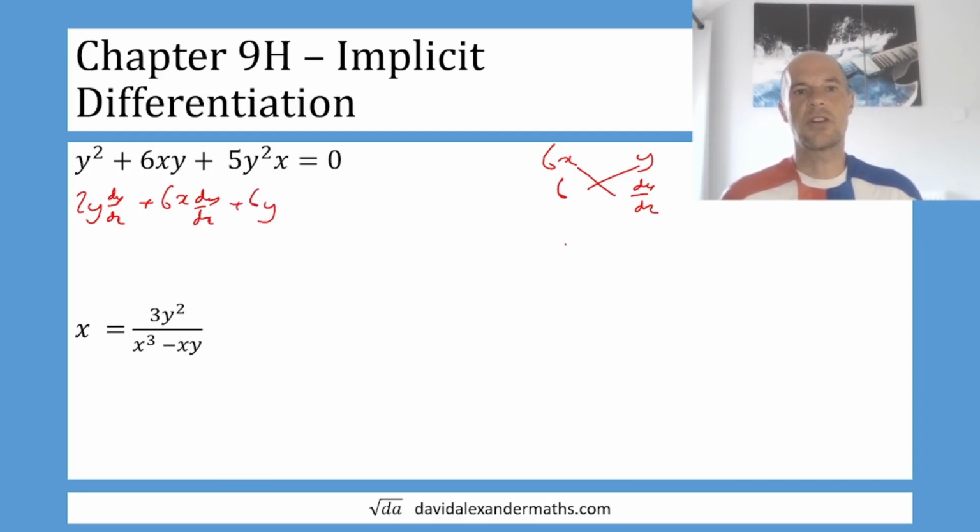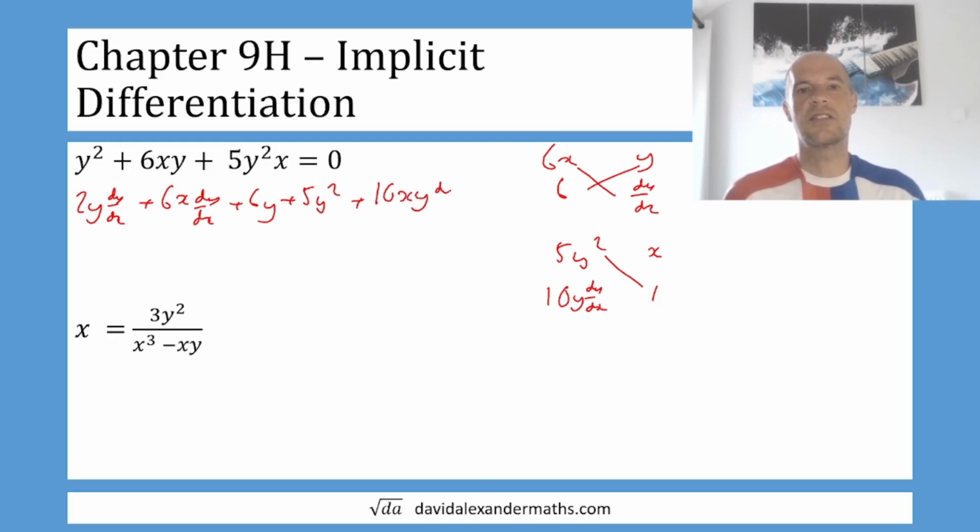And here we've got another product rule going on. We've got a 5y squared and an x. X differentiates to 1. 5y squared will become 10y dy by dx. So what we've got here is a plus 5y squared plus 10, I'll just put the x before the y, 10xy dy by dx equals 0.